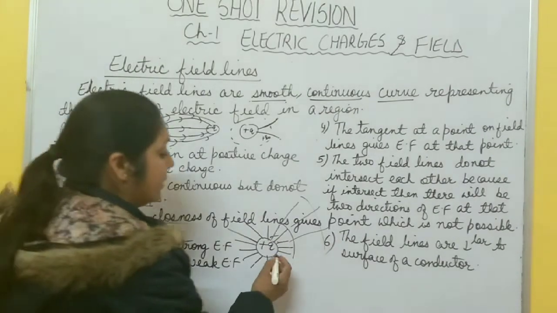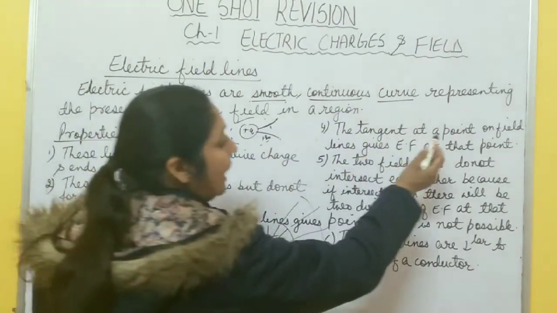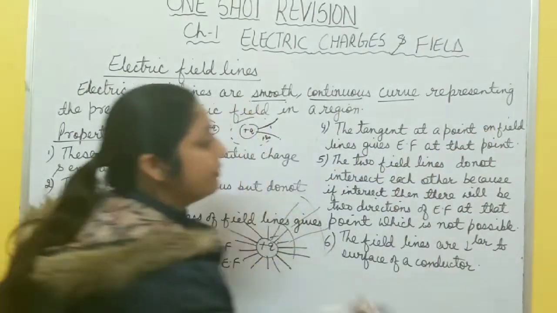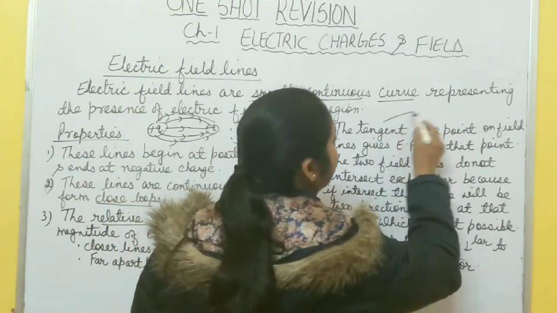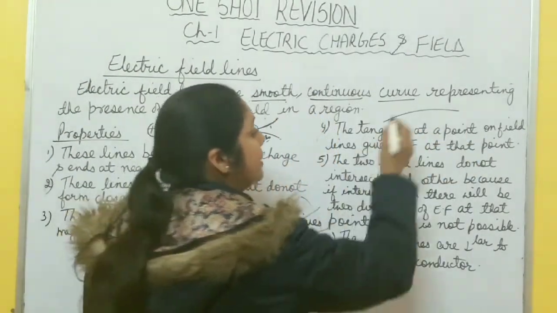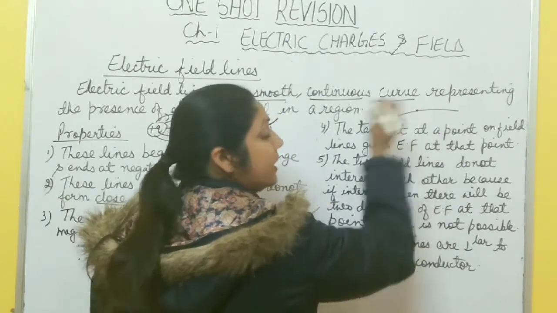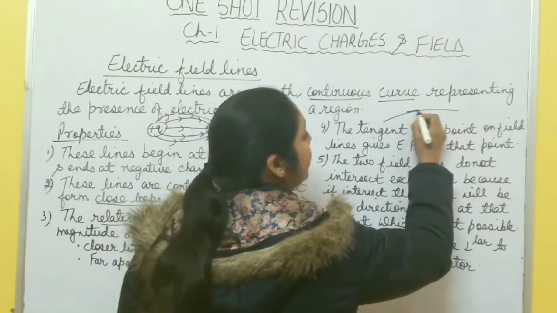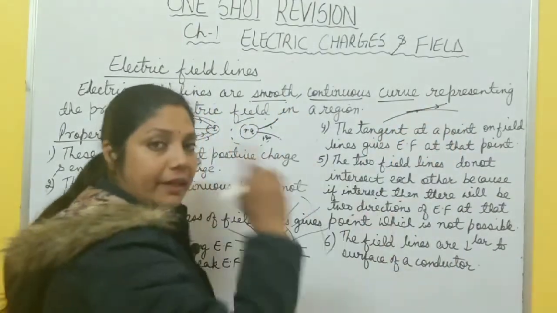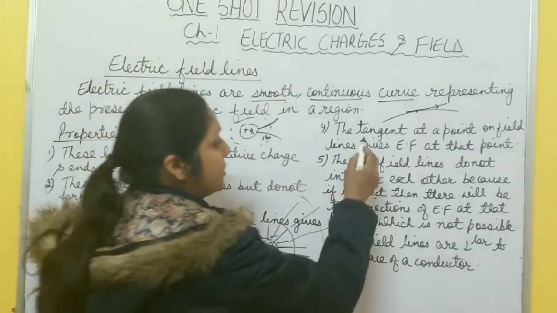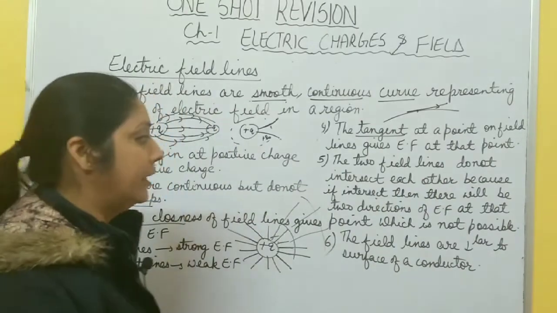Now again, these are electric field lines and the tangent at a point on field lines gives the electric field at that point, right? It means suppose this is an electric field line and you want to find the direction of electric field at this point. So you just draw one tangent at this point. It gives the direction of electric field at that point. So the tangent at a point on field lines gives electric field at that point.